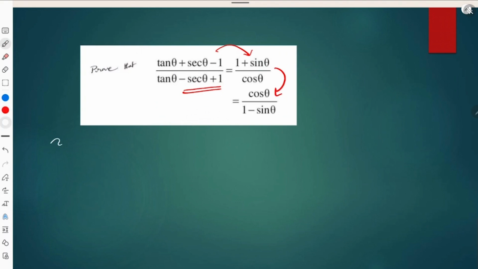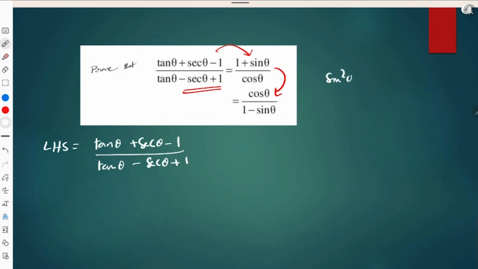So let's start with the LHS, the first part of this one. That is tan theta plus secant theta minus 1 by tan theta minus secant theta plus 1. What are the three identities? Let's look into that. Sin square theta plus cos square theta is 1. Secant square theta minus tan square theta is 1.